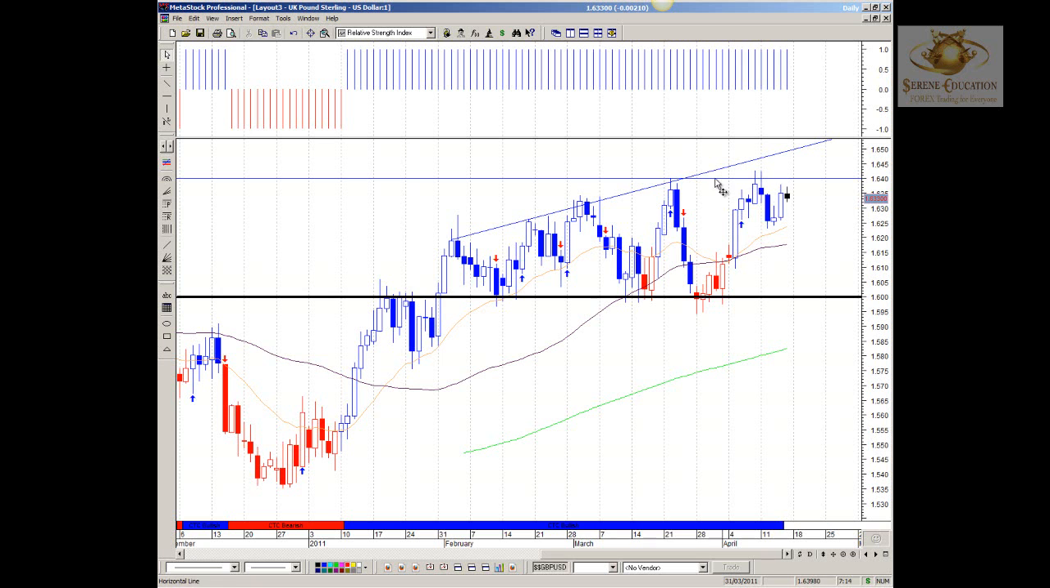1.6400 is a resistance level for this pair. Failed to close higher significantly. Yesterday we saw a nice big up candle. That's on a 38.2% fib retracement from the initial bounce to the upside for this pair.